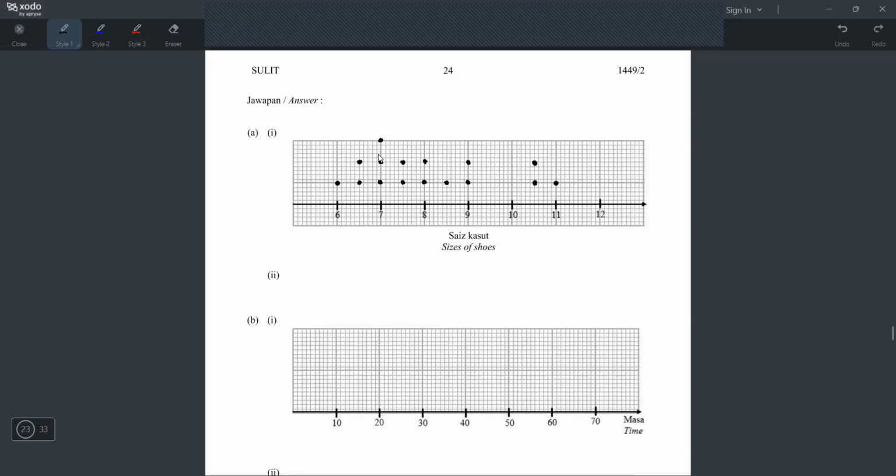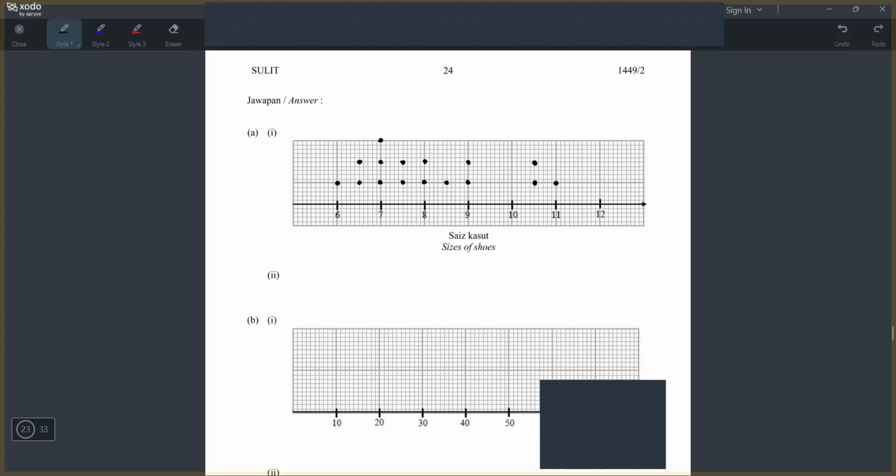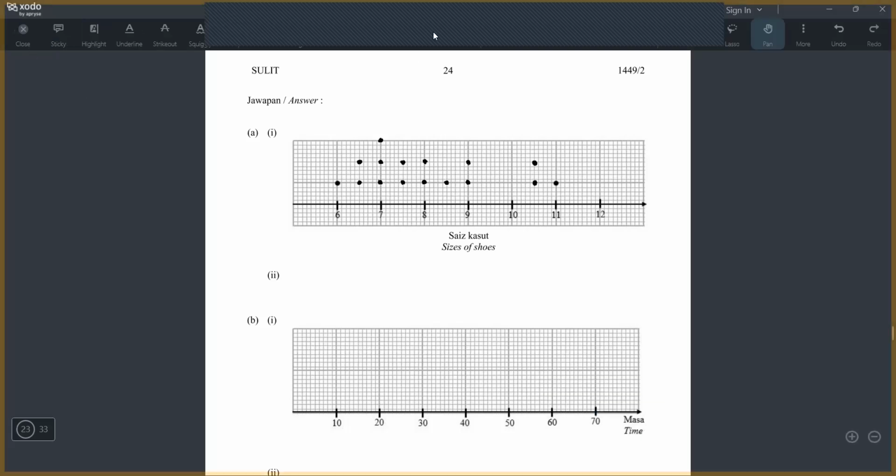Okay, sudah siap. Okay, let me check the answer quickly. 1, 2, 3, 2, 2. 1, 2, 3, 2, 2. 1, 2, 2, 1. Okay, yeah, correct. So that's how you draw a dot plot. Now we can continue with number 2.